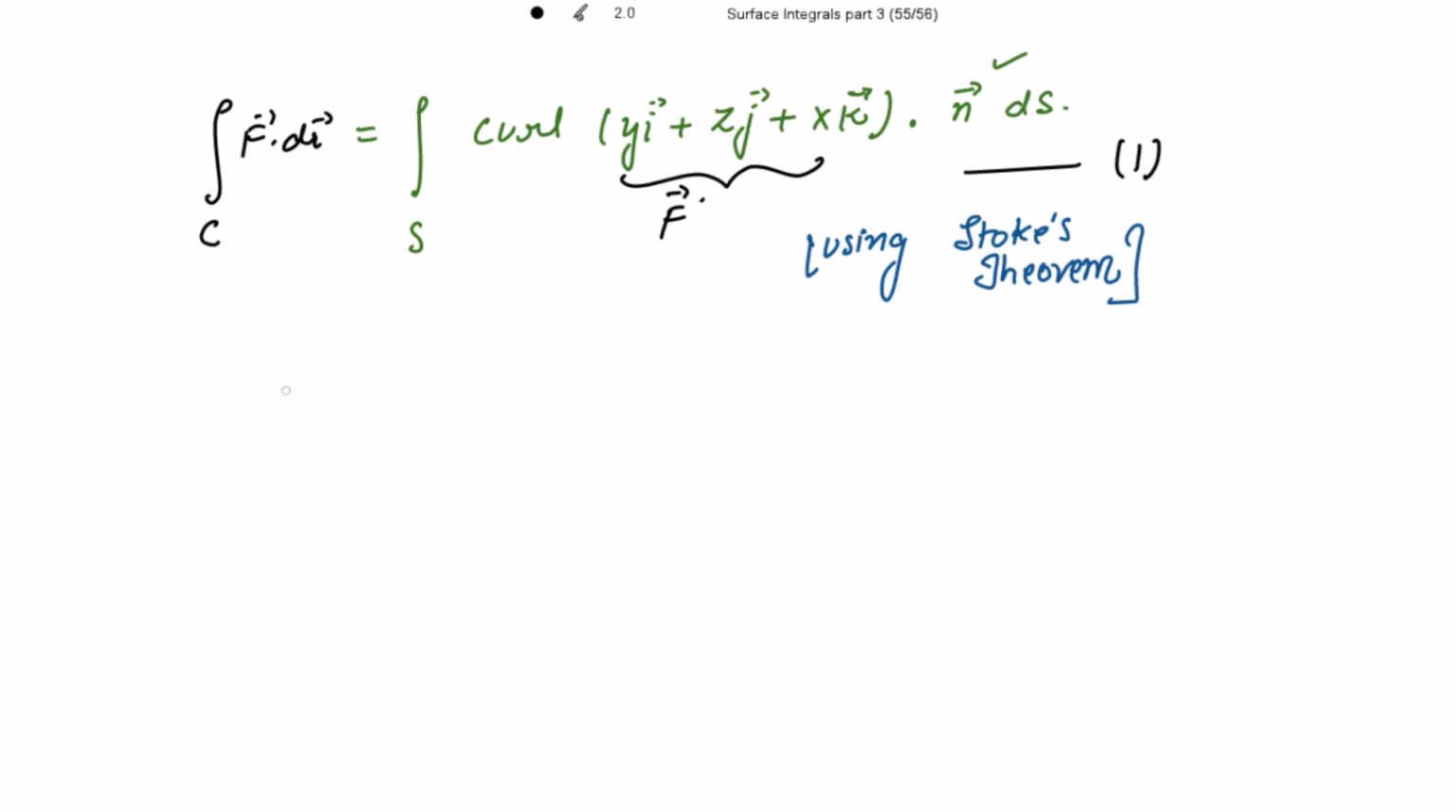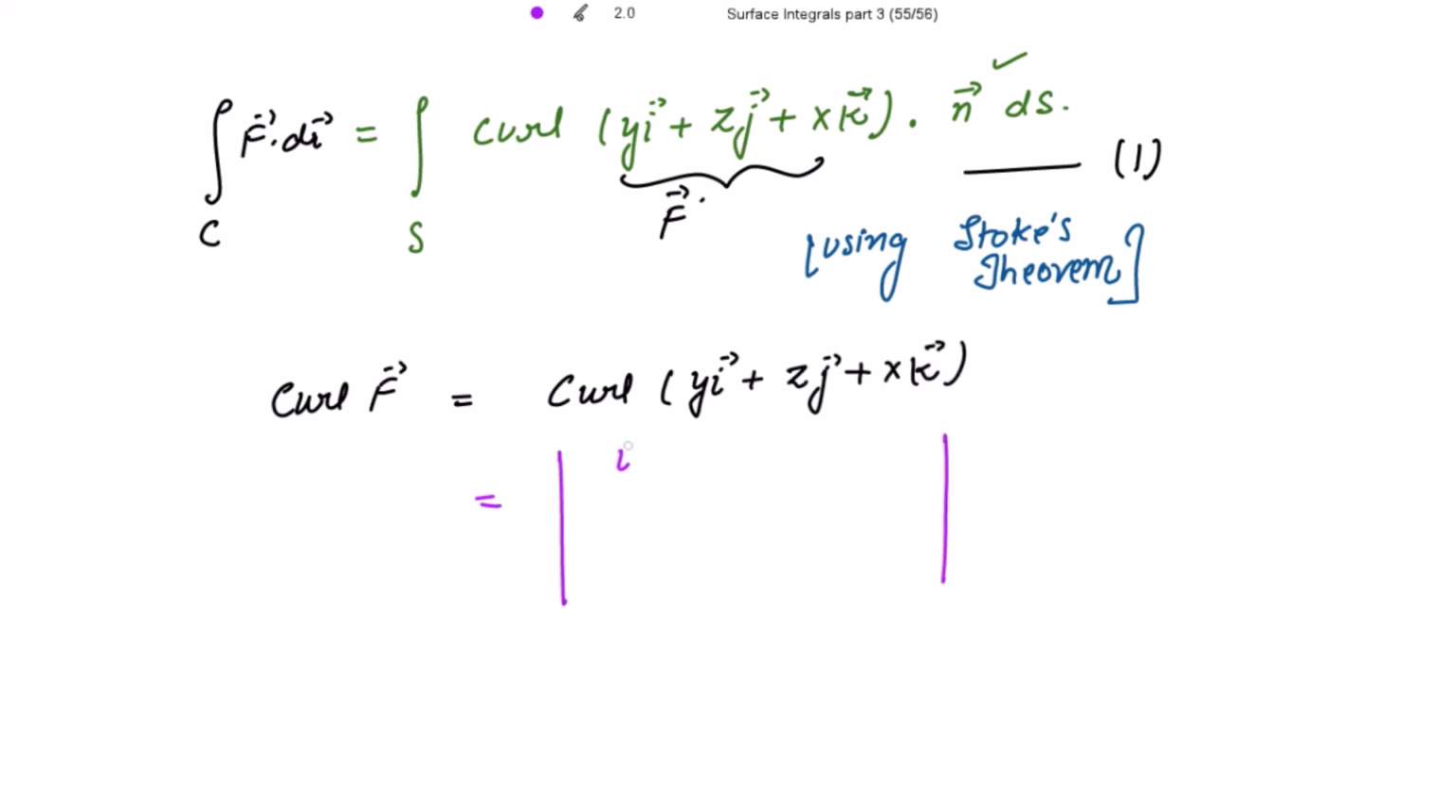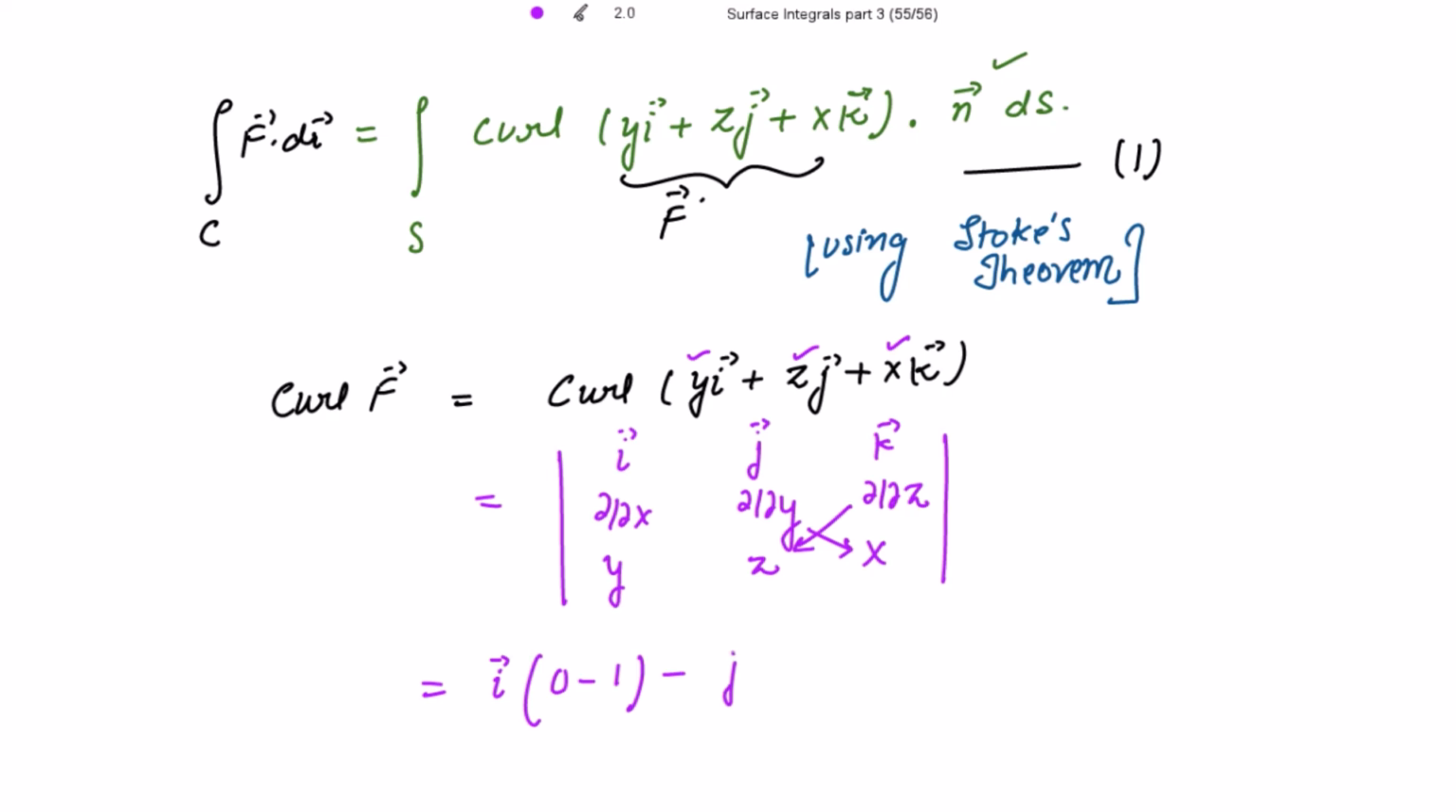So let's evaluate first the curl of f vector, that is equal to the curl of y i vector plus z j vector plus x k vector. Just write here i vector, j vector and k vector. Del by del x, del by del y, del by del z. Writing here the first component of f vector, that is y. Then the second component, that is z. And then the third component, that is x. Solving this further, we get i vector into, okay, partial derivative of x with respect to y is 0 minus partial derivative of z with respect to z is 1 minus j vector.